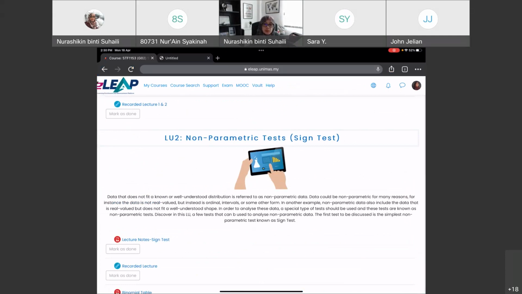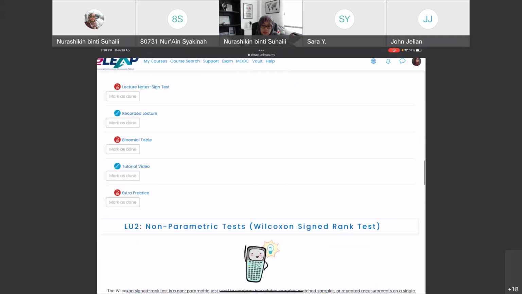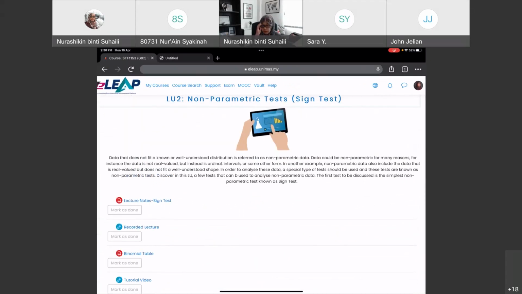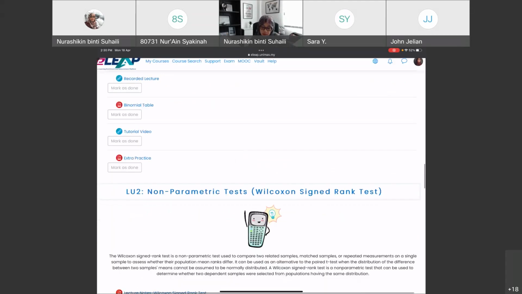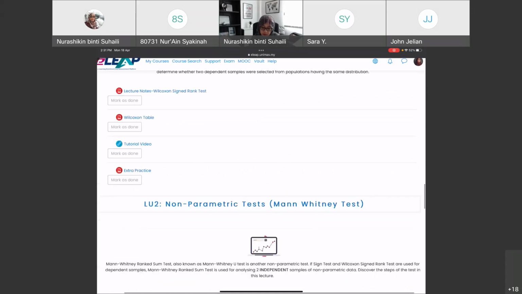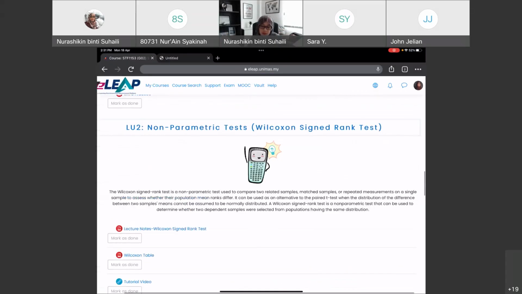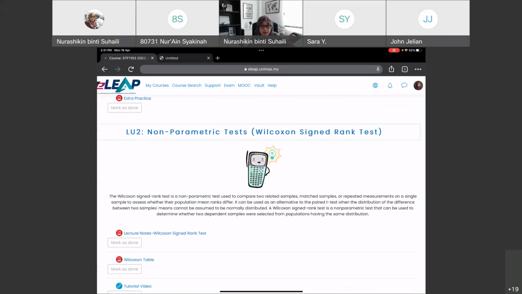The difference between sign tests and Wilcoxon signed rank test: sign tests only consider the signs. We are comparing two samples or two sets of data, but the comparison using sign tests is just to take note whether it's bigger or less. With the Wilcoxon signed rank test, we consider the magnitude. But both of these two tests, Wilcoxon and sign test, are used for dependent data.